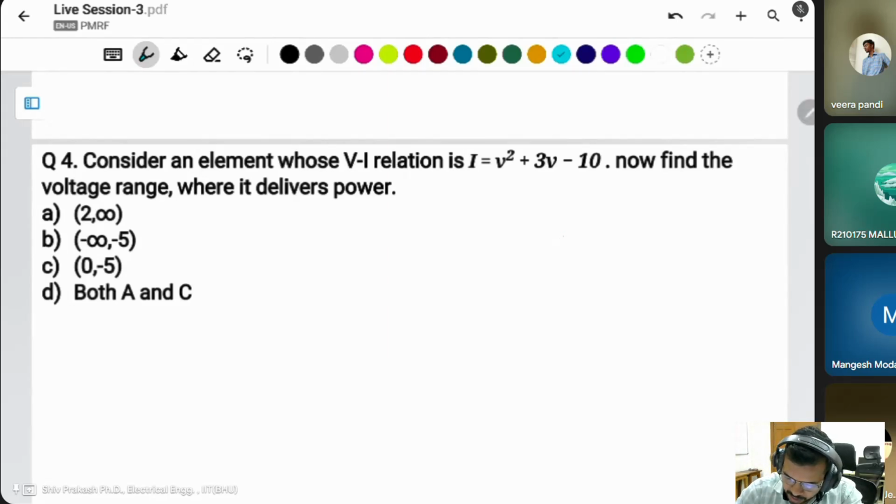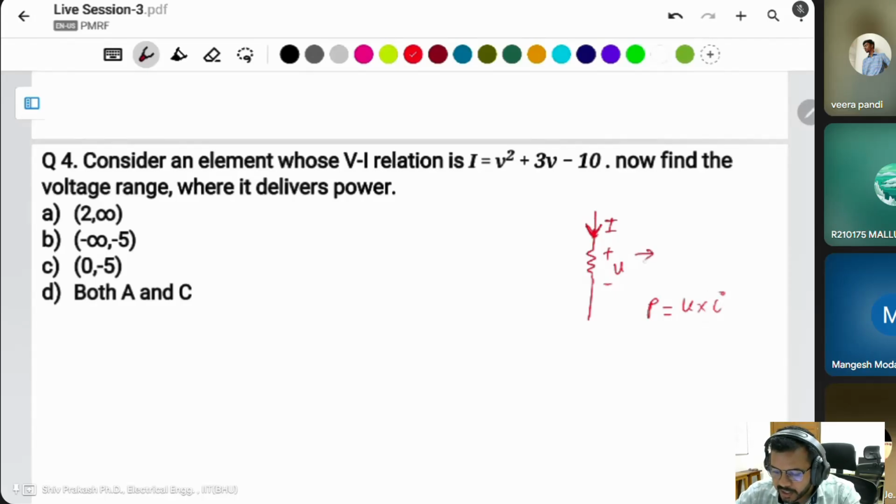Suppose there is a resistor, some voltage V and current. To deliver power, the current should be outgoing from the positive terminal. Or you can say this resistor always has current incoming from the positive terminal. What is the power P? V into I is the power.